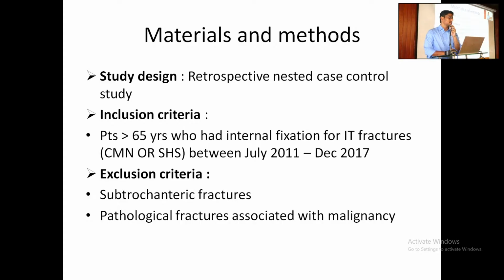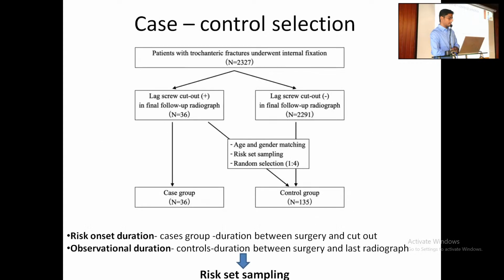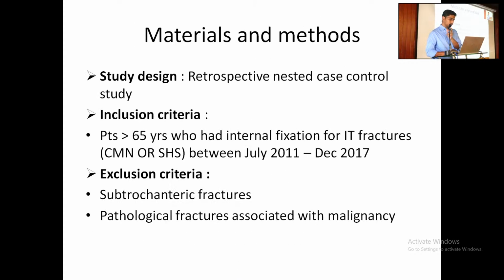Inclusion criteria is patients greater than 65 years who had internal fixation for IT fractures, whether cephalomedullary nailing or sliding hip screw, during the study period of July 2011 to 2017. The exclusion criteria is patients with subtrochanteric fractures and patients with pathological fractures associated with malignancy. So, CMN, cephalomedullary nailing, or SHS, sliding hip screw.